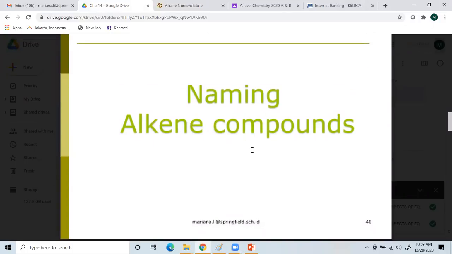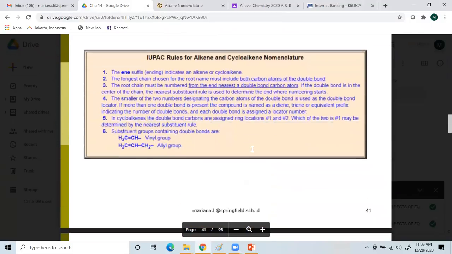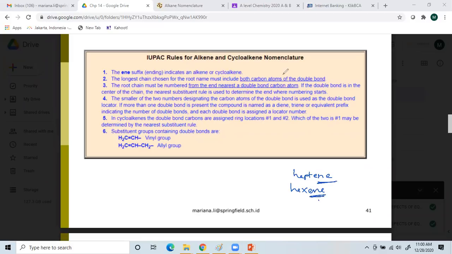Now let's see the second functional group, which is alkene. Okay, the IUPAC rules for alkene and cycloalkene nomenclature are, first, the -ene suffix ending indicates an alkene. So if you just now learned about alkane, octane, heptane, decane, and so on, later on you should convert this to -ene. So heptane changes to heptene, hexane changes to hexene. Okay, that's the first thing that you should understand.